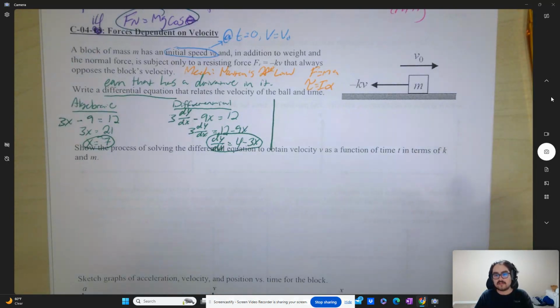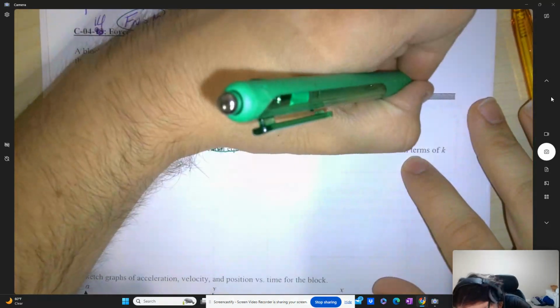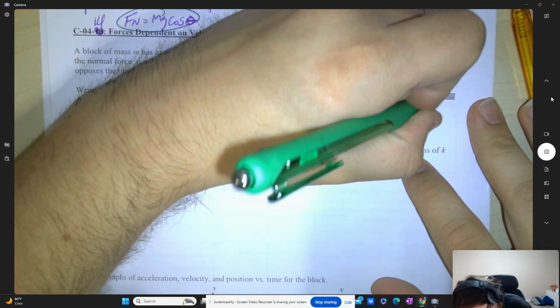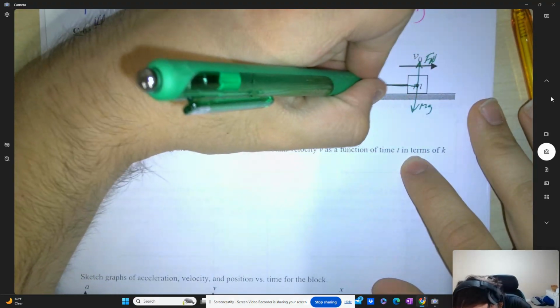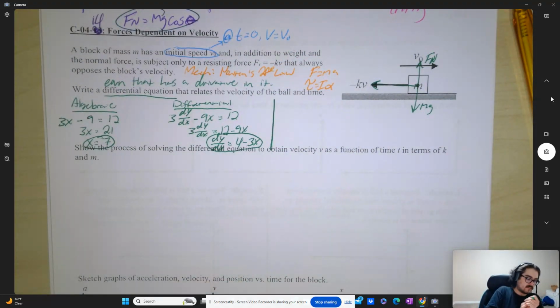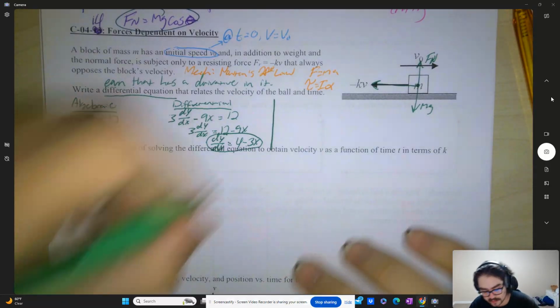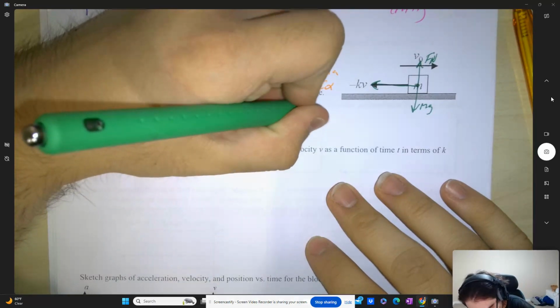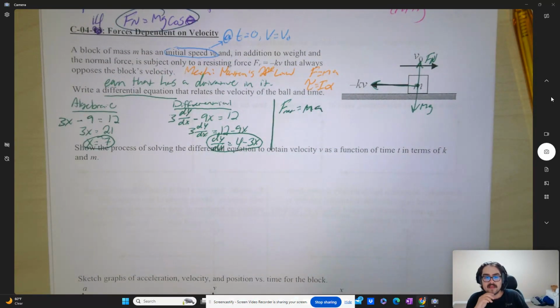So let me draw the forces really quickly on here. We've got normal force going up, okay? We've got mg going down, and then we have that negative kv to the left, okay? So to write our differential equation, we need to start with Newton's second law, which is going to be F net equals ma. That's a good starting point. That's Newton's second law, okay?